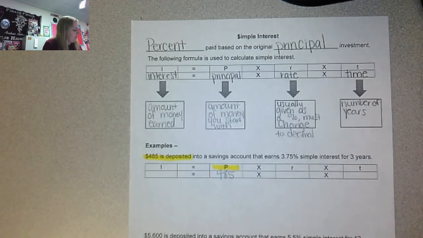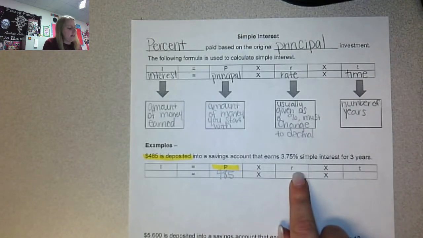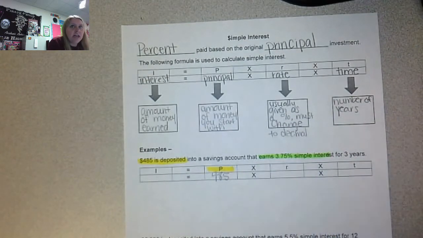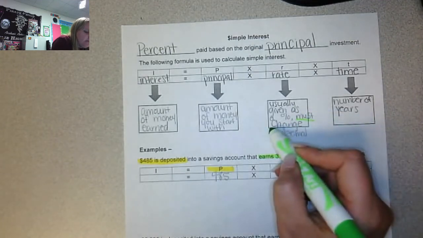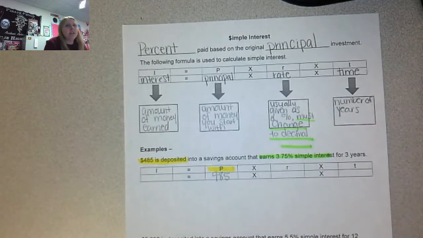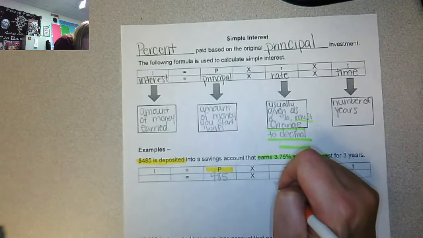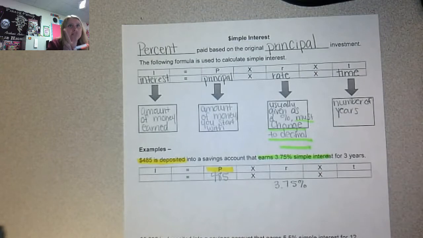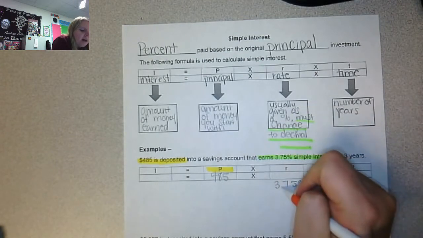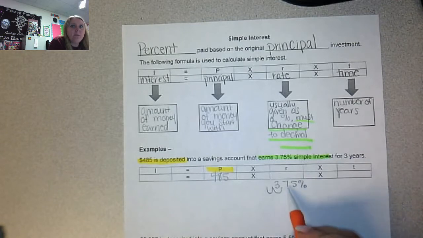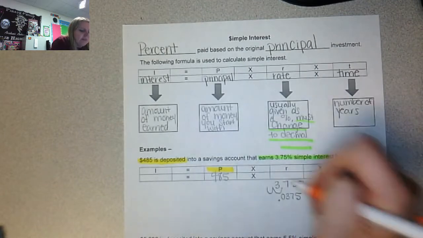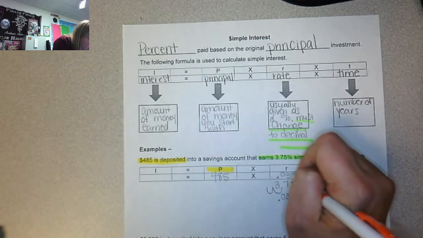The next thing that I'm going to do is find my rate. Remember, we said that our rate is usually given to us as a percent, and then we have to change that percent into a decimal. So that's what I'm going to do first. I have 3.75%. You move the decimal 2 times to the left, so I'm going to move back 1, 2. And then in that open space, I'm going to put a 0. So I have the decimal 0.375. So I'm going to plug that in as well.